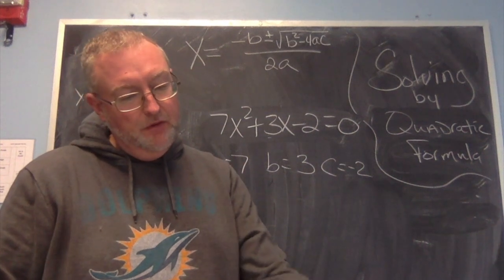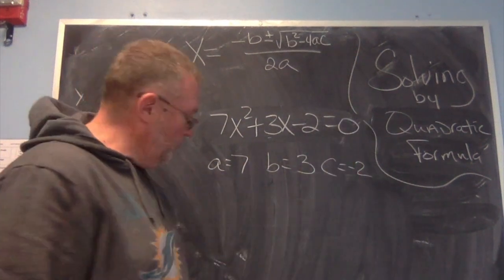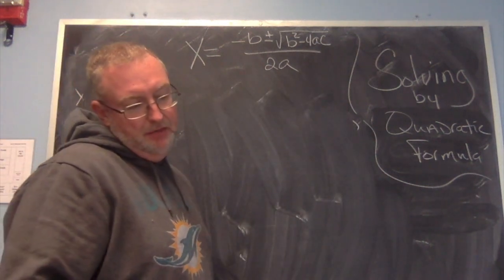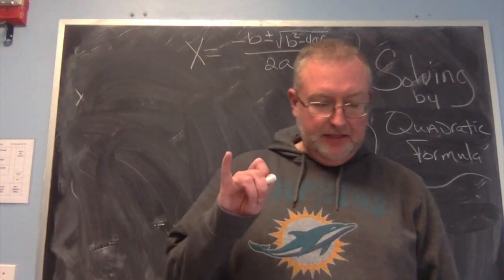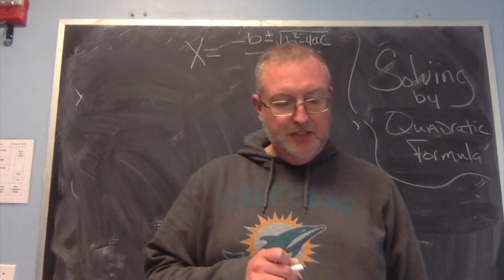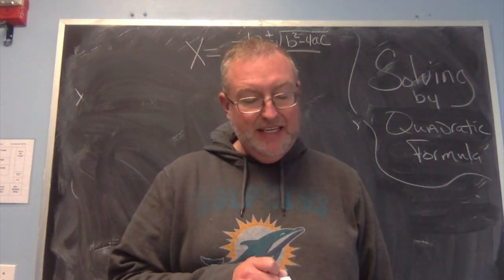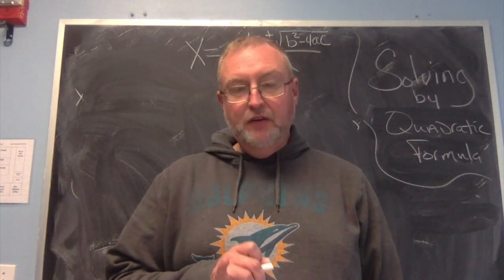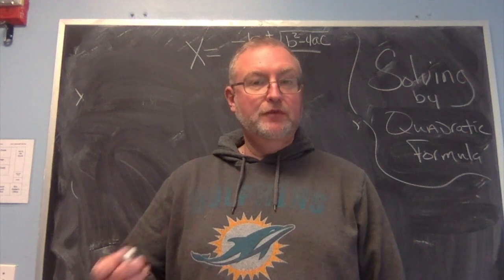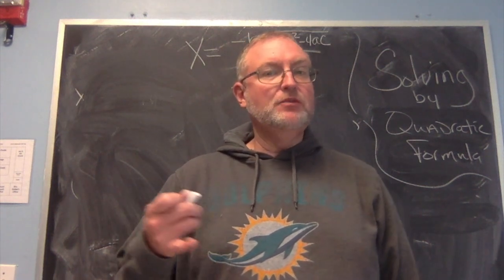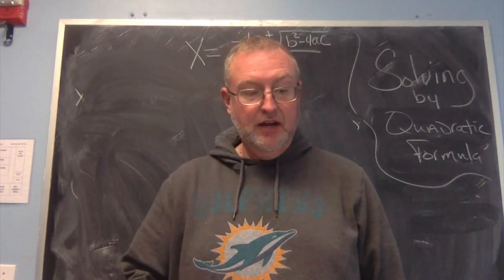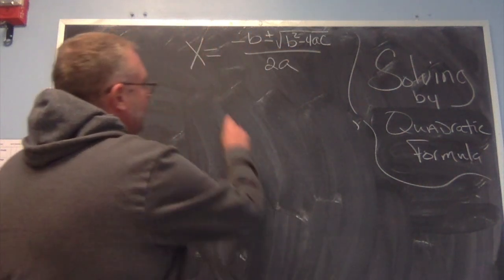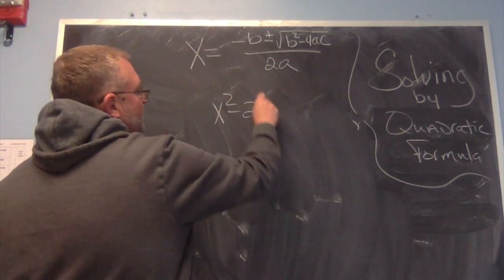Go over to page number 324, and we're just going to do a couple of these. It says in numbers 1 through 12, write the equation in standard form and identify the values of A, B, and C in each equation. So all they want you to do is write it in the correct form and then recognize what A, B, and C are before you solve anything. The first one says x squared minus 2x minus 7 equals 0.